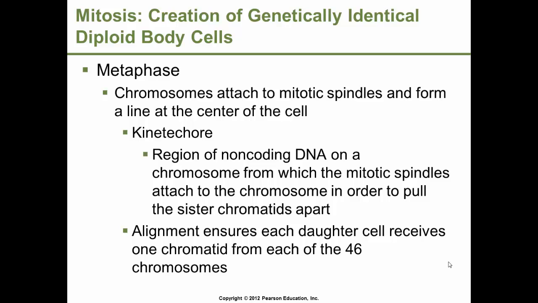On the centromere, there is a region called the kinetochore, a region of non-coding DNA to which the mitotic spindles attach in order to pull the sister chromatids apart. But the centromere is the structure that holds the sister chromatids together. The kinetochore is just a region of non-coding DNA on the centromere to which the mitotic spindle attaches. Alignment ensures that each daughter cell receives one chromatid from each of the 46 chromosomes.